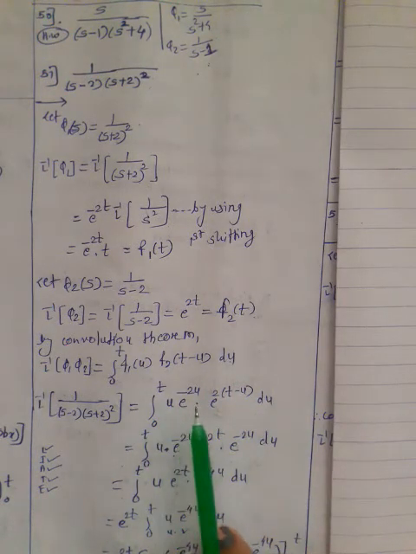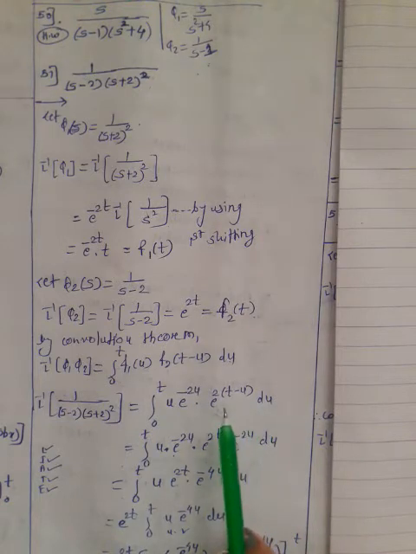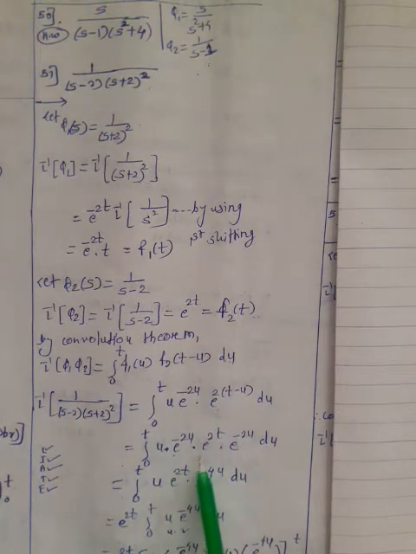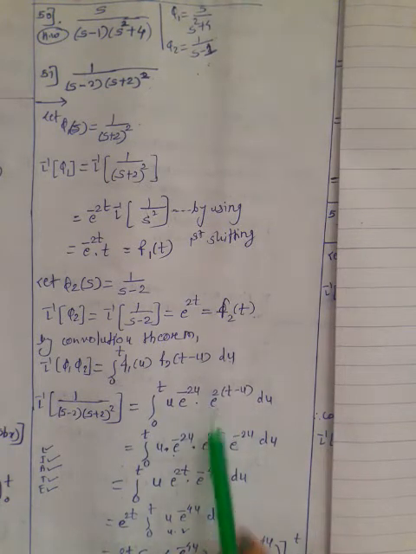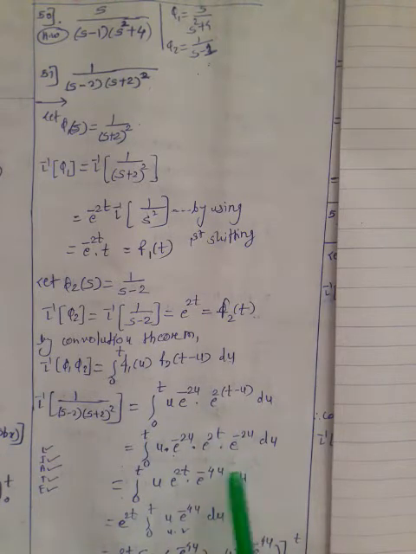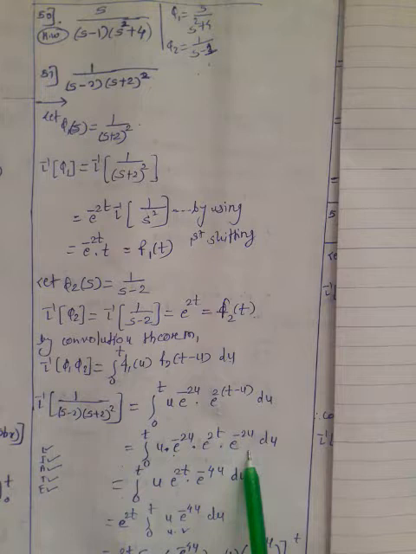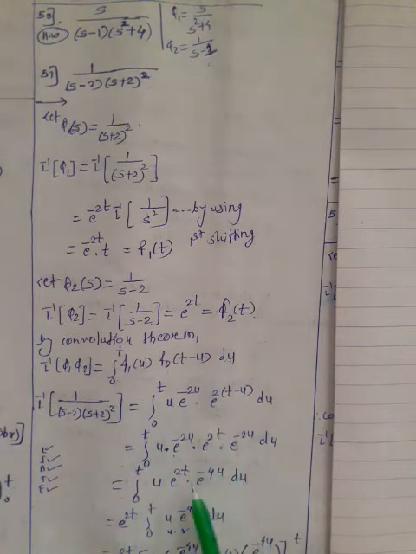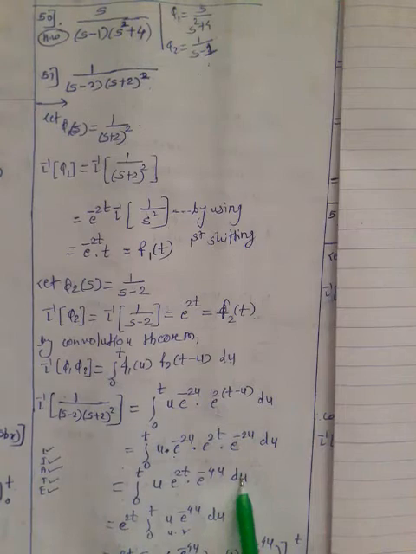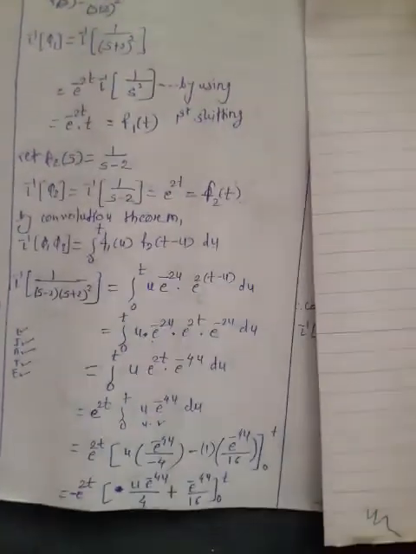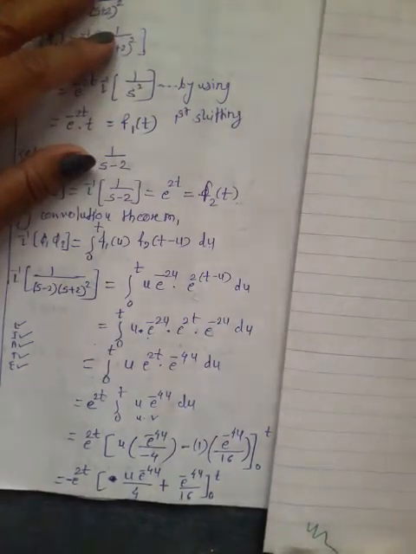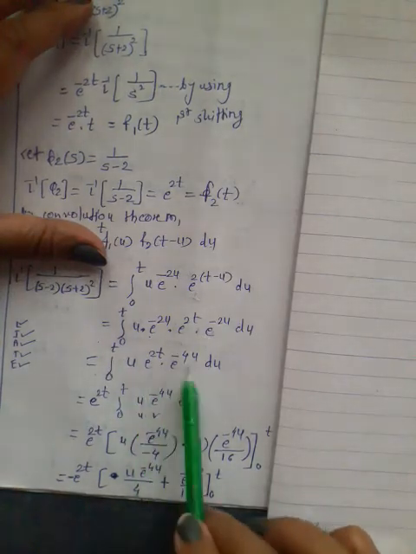Now we have to solve this integration with respect to u. First simplify this exponential: multiply the 2 inside the bracket and split the exponential, we get e raised to 2t into e raised to minus 2u. We have e raised to minus 2u and e raised to minus 2u, which becomes e raised to minus 4u. And e raised to 2t is a constant regarding this integration, because the integration is with respect to u, that's why e raised to 2t comes outside the integration. Therefore the integration becomes u into e raised to minus 4u.